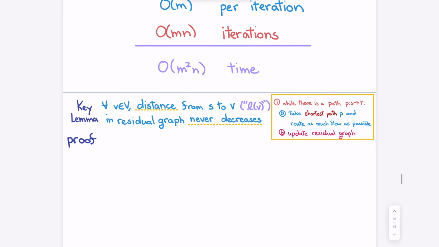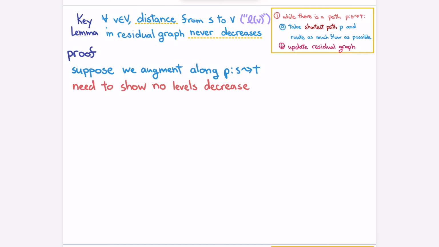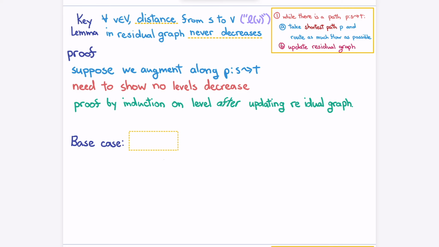Good. Okay, so now we just have to prove the lemma, but we're almost done. The claim is that the distance from S to V never decreases, for any V. Okay, so suppose I augment along a path from S to T. Let's see where this goes. I want to show that no levels decrease. We're going to do this by induction on the level after updating the residual graph. Okay, so what's the base case?